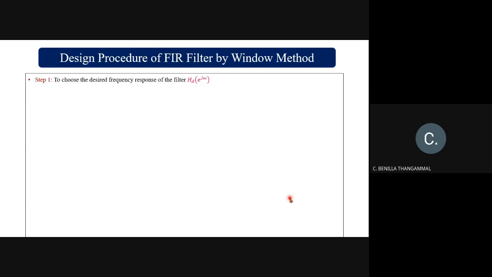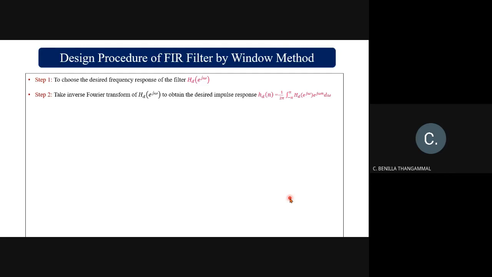Design procedure of FIR filter by window technique. Step 1 is to choose the desired frequency response of the filter, Hd of e power j omega. Sometimes the type of filter will be given in the problem statement, and the desired frequency response is also given in the problem statement. We can make use of it. Else they will give you only the type of the filter, and we have to take the desired frequency response.